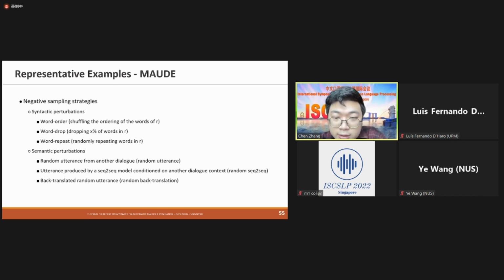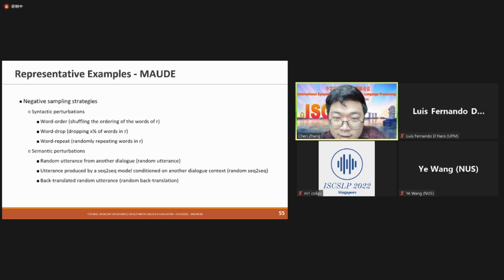The second category is the semantic perturbation, which means that we change the meaning of the response. The first one is a random utterance from another dialogue, which means we pick an utterance that is completely irrelevant to the current context. Like if I ask you how are you, and you answer something like, I'm studying, something like that.